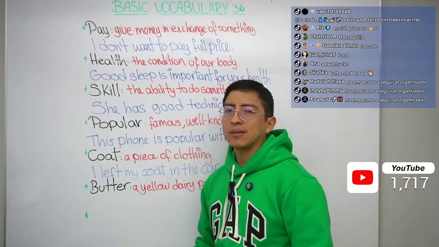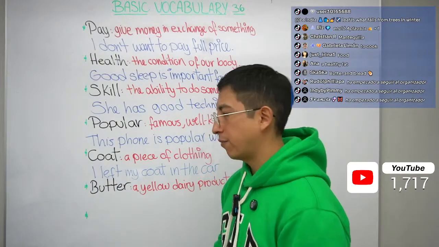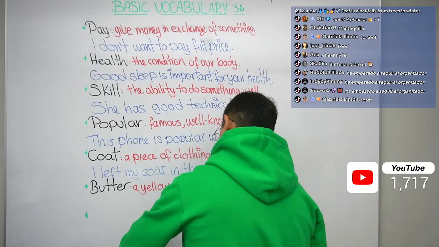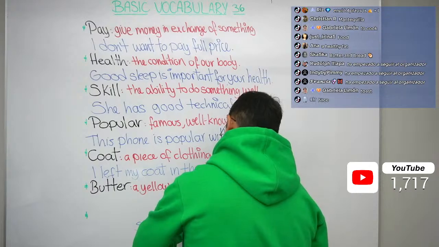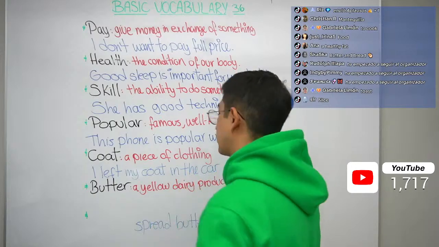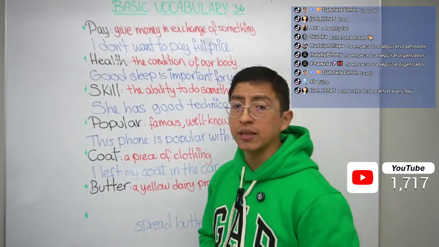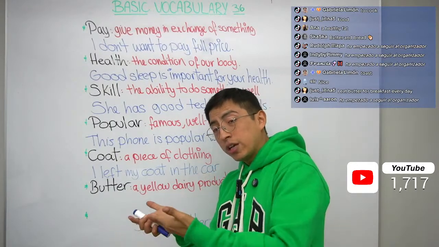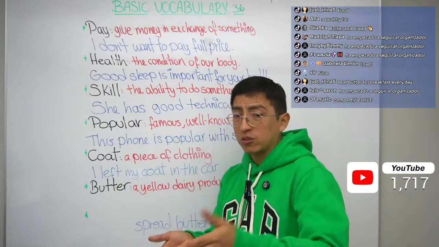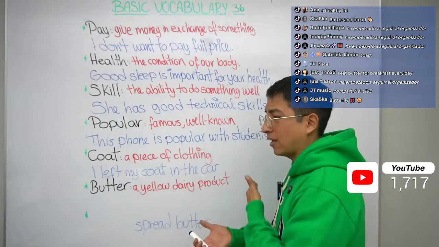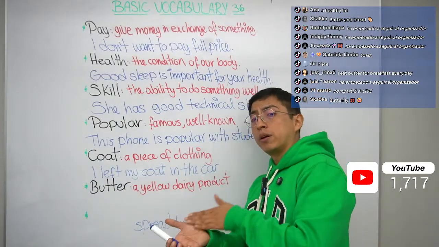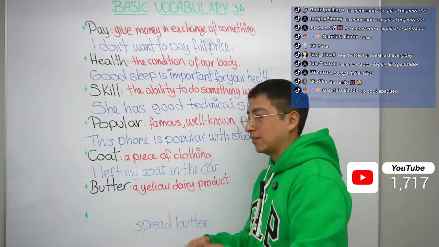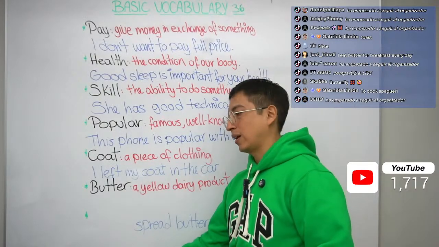Now, one word that we always use with butter, for example, is spread. Okay, spread. Spread butter. What does spread butter mean? You have a knife maybe, and you spread butter on a toast or on a piece of bread, right? Or on a slice of bread. That is to spread butter. Yes? Okay, we can use it that way.